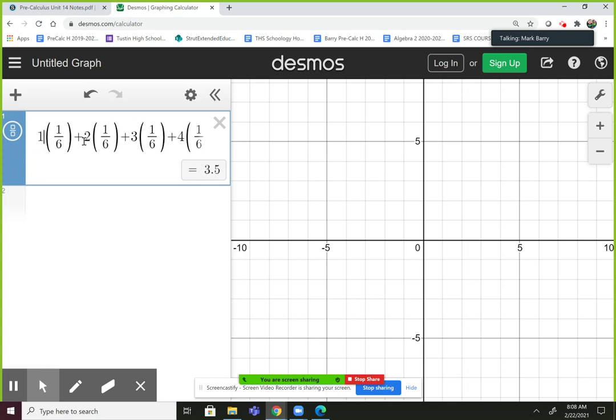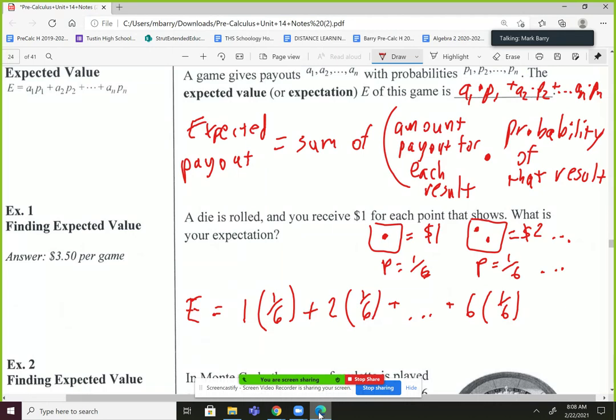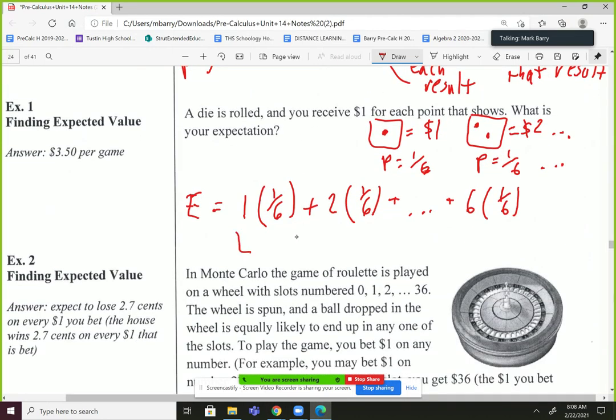So 1 times 1/6 plus 2 times 1/6 plus 3 times 1/6 plus 4 times 1/6 plus 5 times 1/6 plus 6 times 1/6. You can see that our answer there is 3.5, okay? So that's our answer to this question. We're going to analyze it here in a second, but let's just write it down for now. So on this game, we can expect to win $3.50.